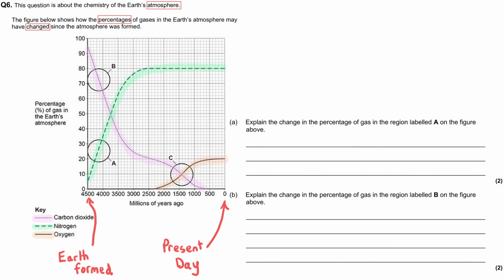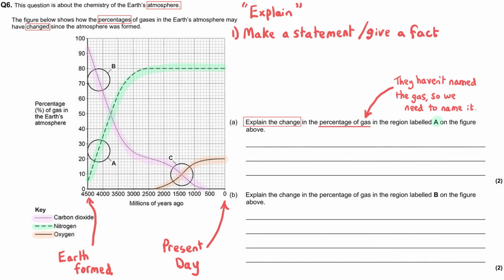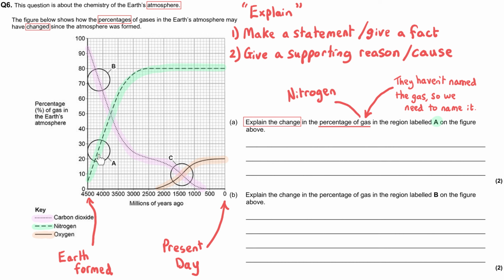And we've been asked to explain the change in the percentage of gas in the region labelled A on the figure, on the graph. And so when you're asked to explain, that means give a simple description and then give the reason for it. So make a point and then explain that point. And so we need to find the region labelled A, and inside that region labelled A, we've got the dashed line, so that means we're talking about nitrogen.